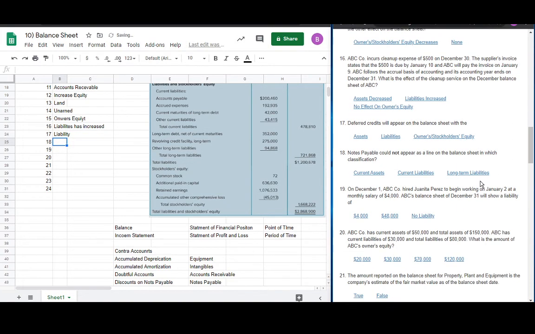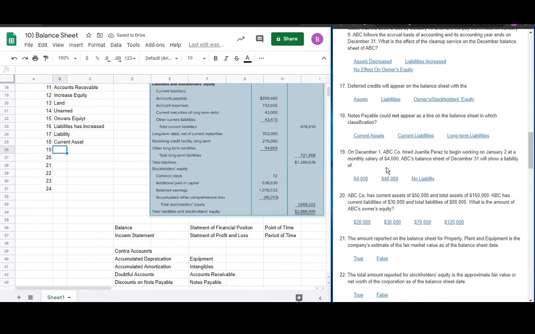Number 18, notes payable could not appear as a line on the balance sheet in which classification? It is not a current asset. However, if it is a note receivable, then it would be a current asset. Number 19, on December 1, ABC Corporation hired Juanita Perez to begin working on January 2 with a monthly salary of 4,000. We do not record a liability since it is only a contract.